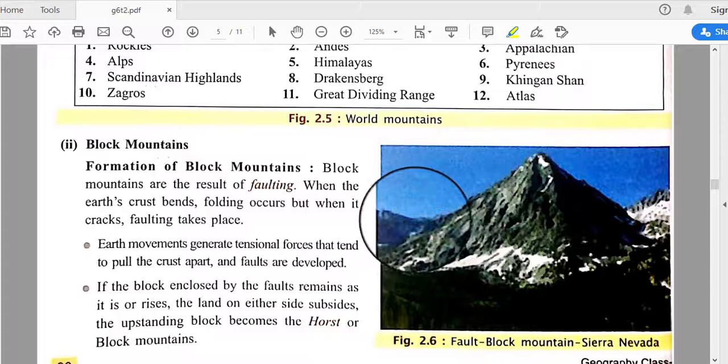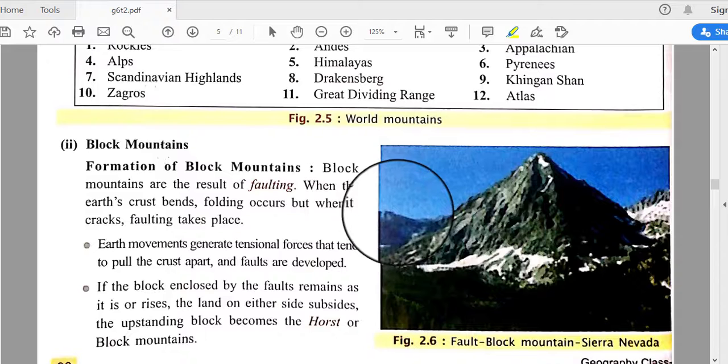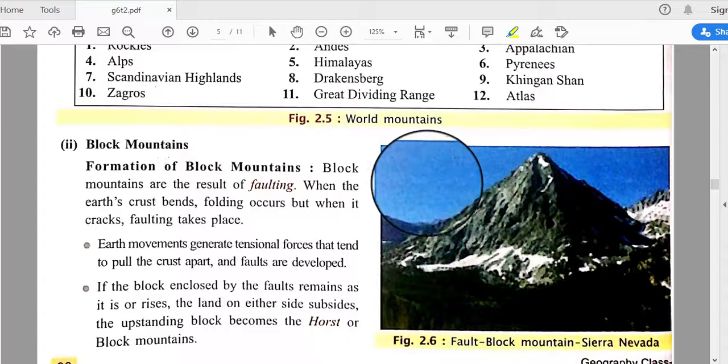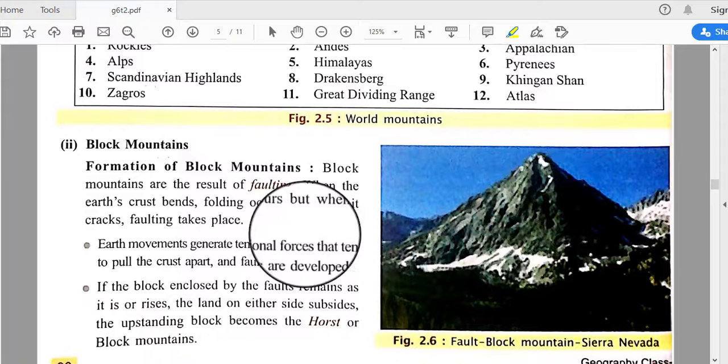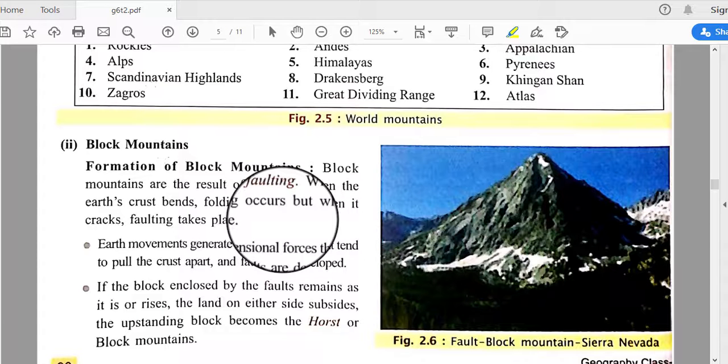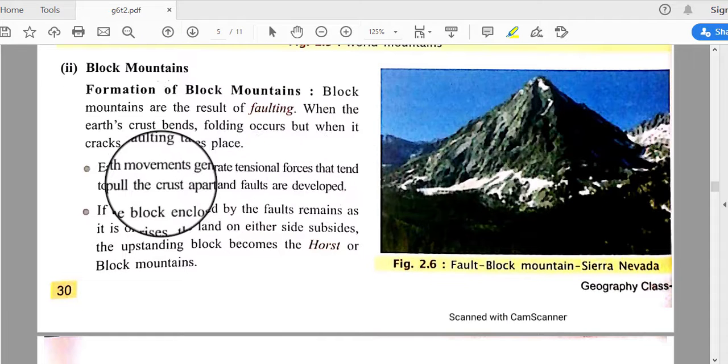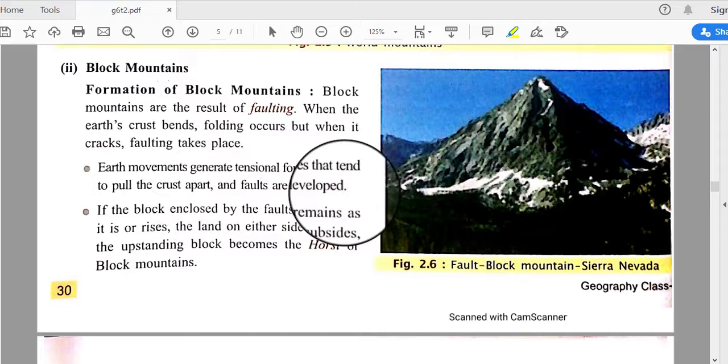Sometimes when the amount of folding extends beyond the highest limit, it creates a crack or a fracture, and due to this another kind of mountain is formed. They are called block mountains. Earth movements generate tension forces that tend to pull the crust apart, and faults are developed.